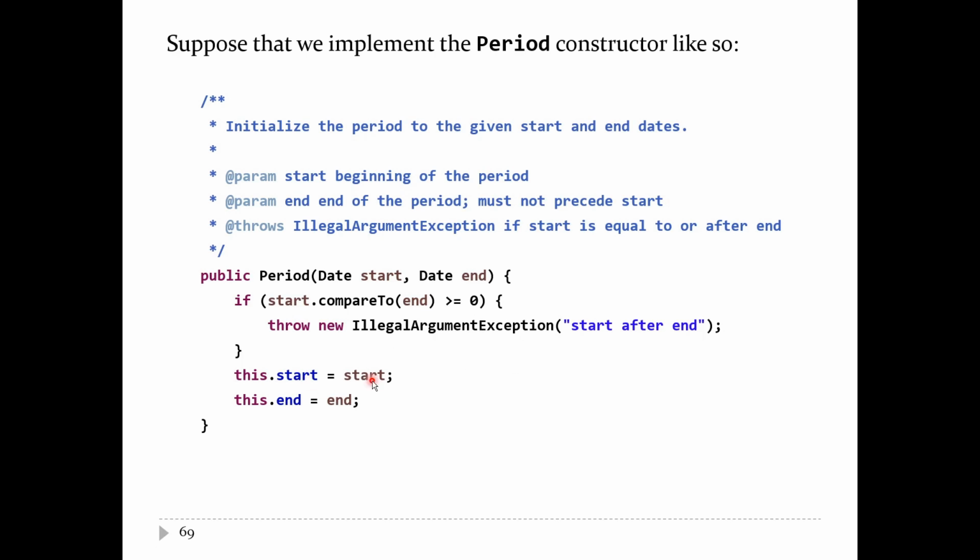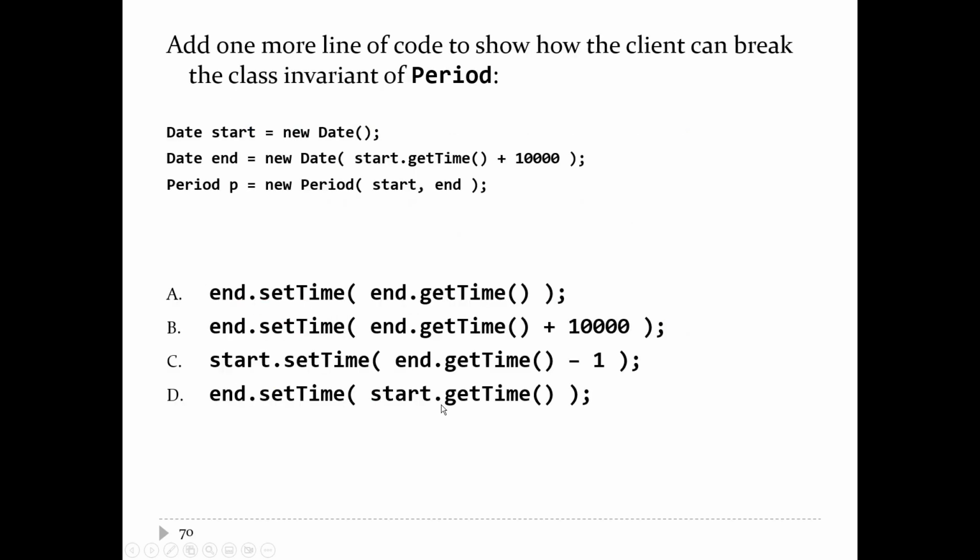Okay, if we write this start equals start and this end equals end, then we have a problem. We're implementing an aggregation. We're saying that the start time object belonging to the period is the same start time object that the caller used, and the same thing for the end time. So if you implement an aggregation instead of a composition, you can break the class invariant just by writing one extra line of code.